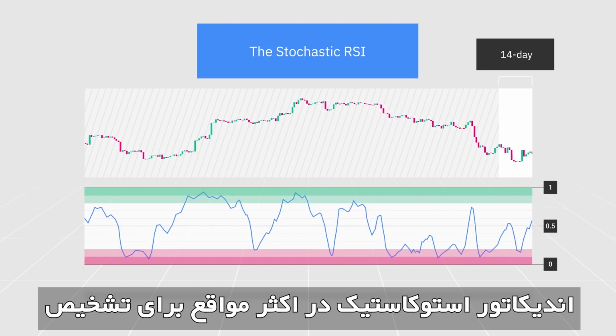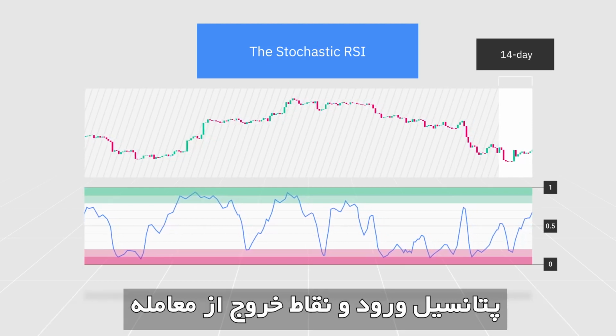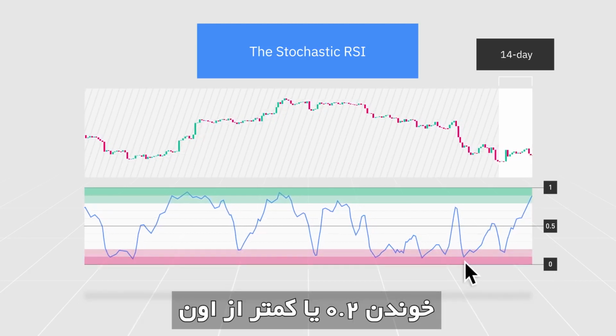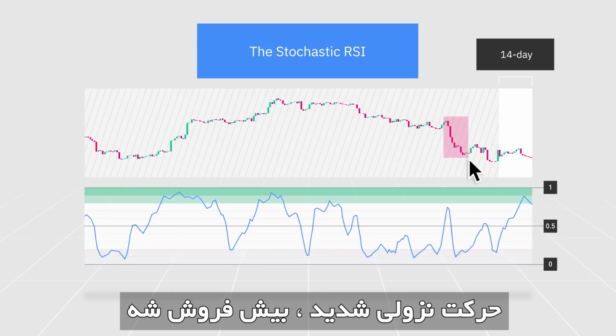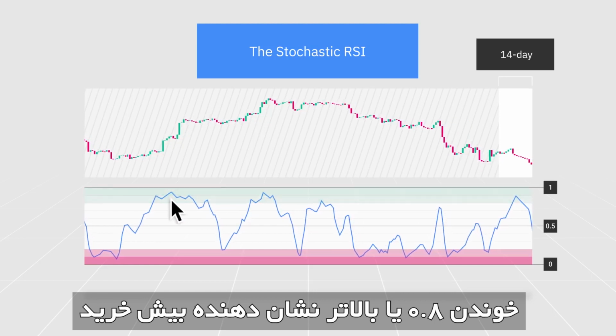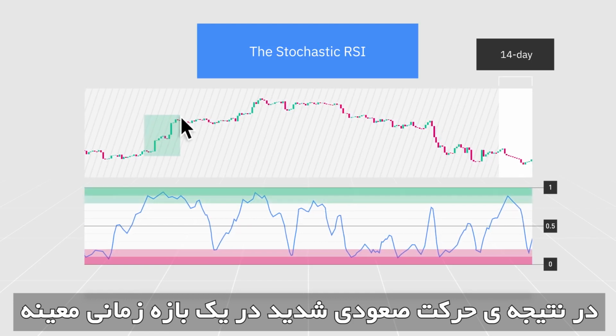The stochastic RSI indicator is often used to identify potential entry and exit points, as well as price reversals. A reading of 0.2 or below indicates that an asset might be oversold due to a strong downward momentum. On the other hand, a reading of 0.8 or above suggests an overbought condition as a result of a strong upward momentum over the predefined period.